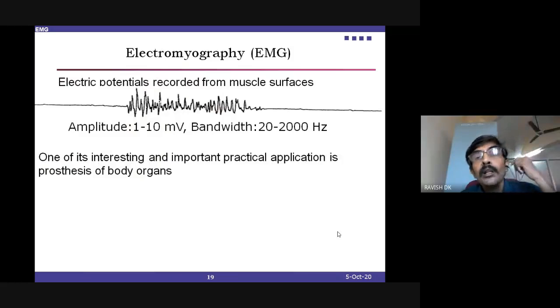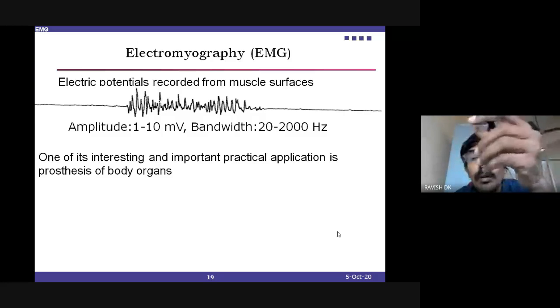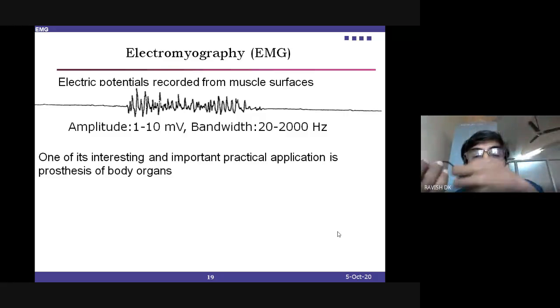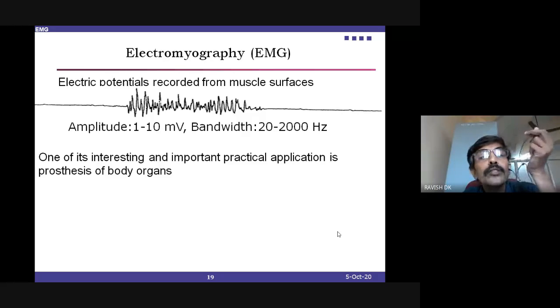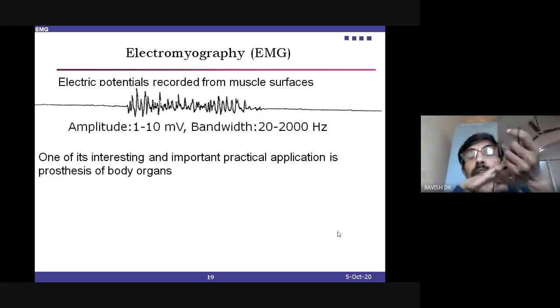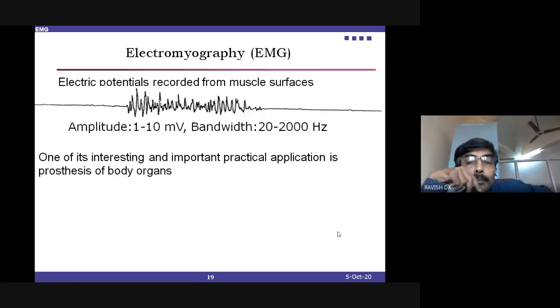Okay. So now the second part, the second important bioelectrical potential, is the electromyogram. It is the association of electrical activity with the functioning of skeletal muscle. Its amplitude is more, somewhere around 1 to 10 millivolt, and the frequency is up to 2 kilohertz.